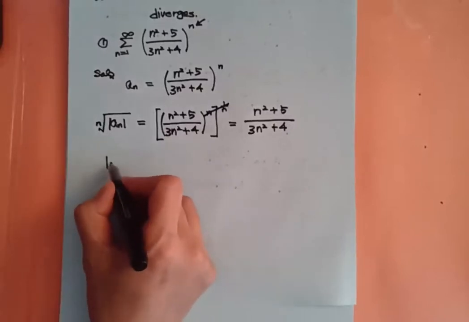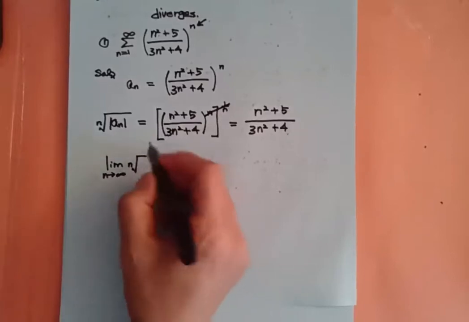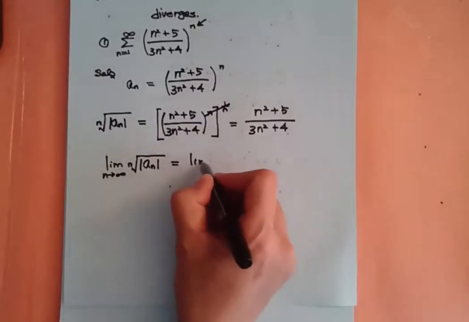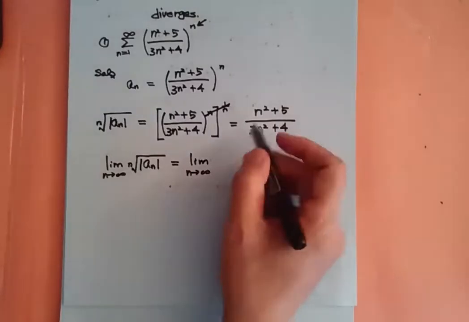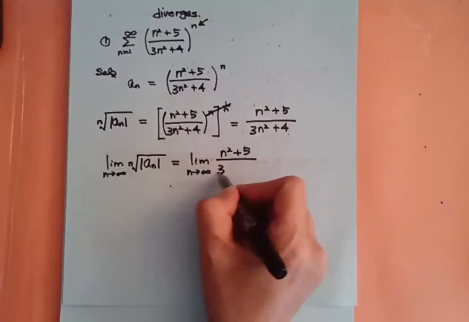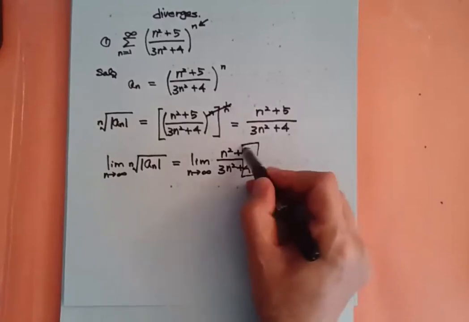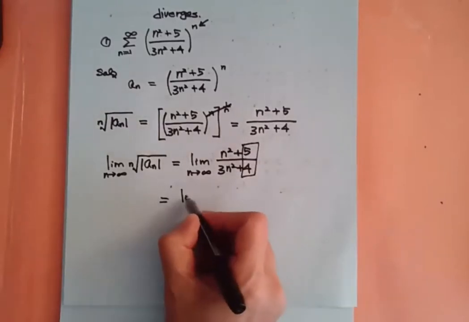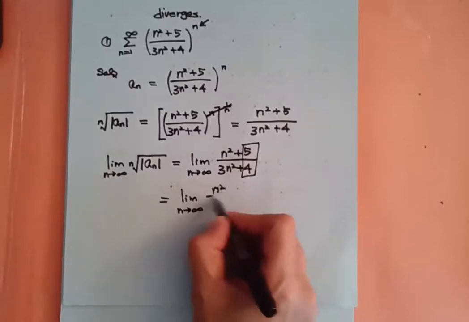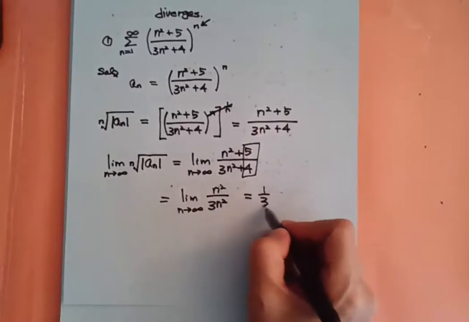So the limit as n goes to infinity of the nth root of the absolute value of an equals the limit as n goes to infinity of what we already obtained, (n squared plus 5) over (3n squared plus 4). So we can ignore this minor part, and then we have the same limit as n goes to infinity, n squared over 3n squared. So that equals 1/3, which is less than 1.